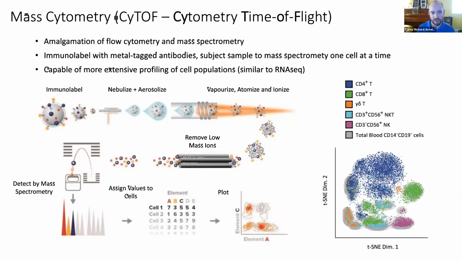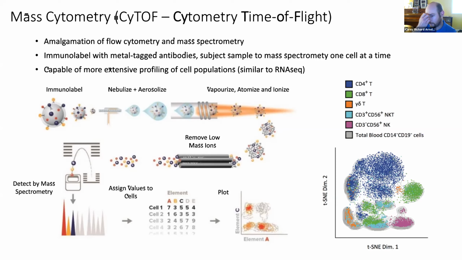You nebulize cells, you aerosolize cells, and that gets them into a single cell proportion. So you can actually do this one cell at a time, very similar to single cell RNA-seq. And these things are passed through instruments that remove low mass ions. So a lot of the organic ions are removed, and you're only left with the metal labeling ions. And these are subjected to mass spectrometry and create a fingerprint of what those cells were expressing on their outside.